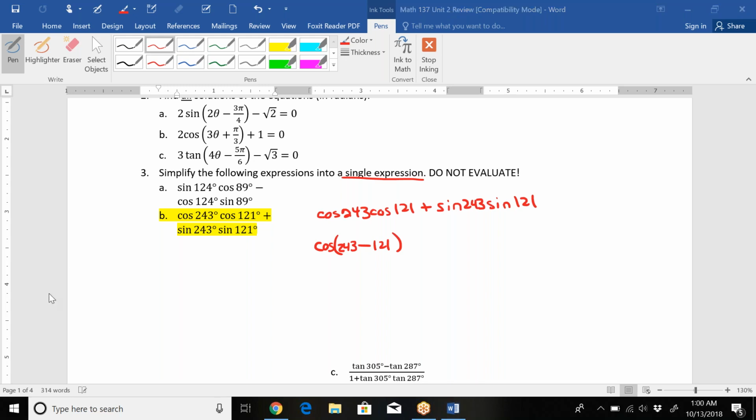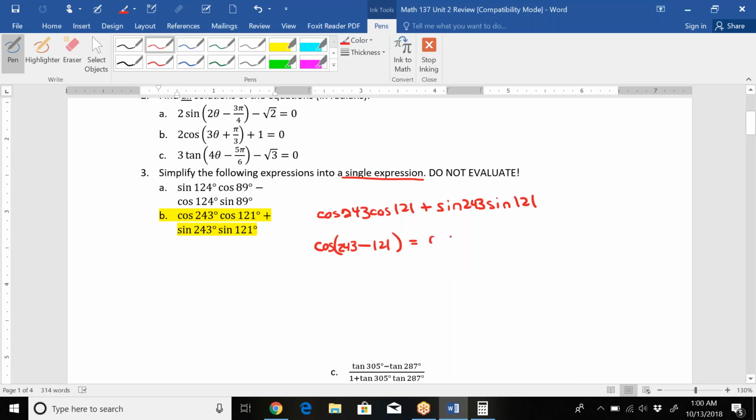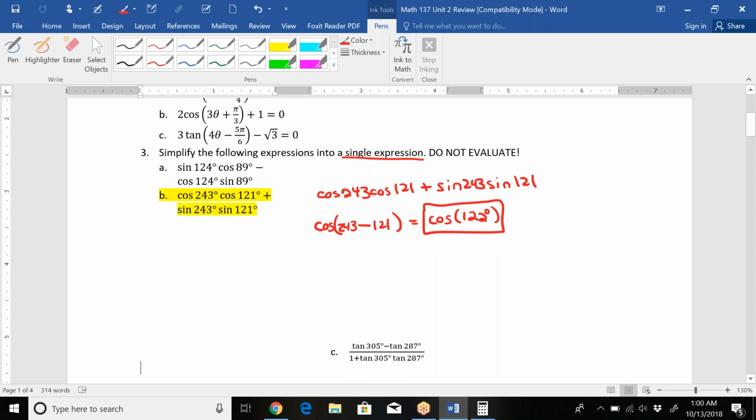So that is going to be 243 minus 121, which is 122. So this reduces down to cosine of 122 degrees. And we're not evaluating it. That's just a single expression instead of a multiple expression. So you're just using your formulas.